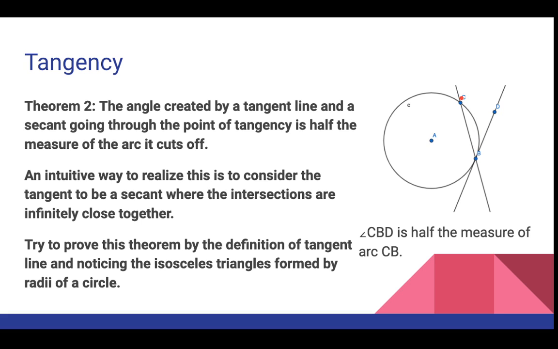Since the angle created, this is the tangent line, and this is the secant, and this is the angle created by those two lines, and this is the arc it cuts off, right? CB is the arc.